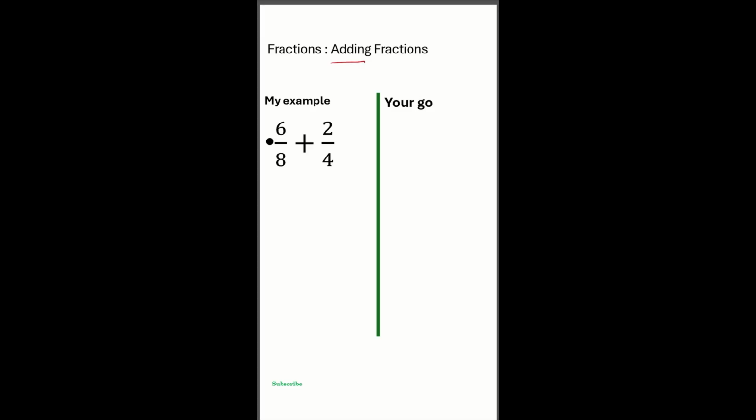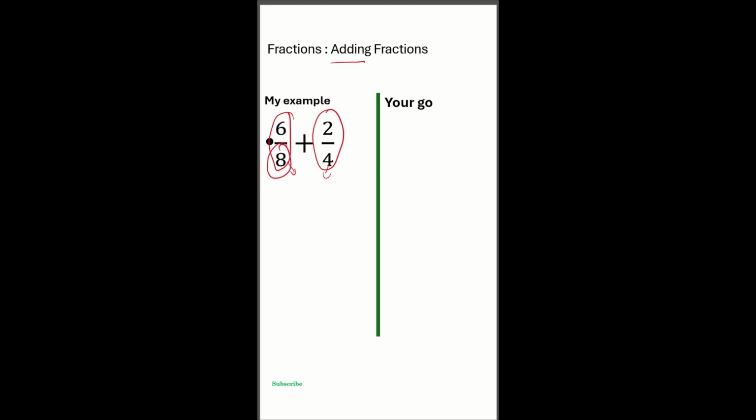If you don't know what a numerator and a denominator are, go back to the first video about fractions. We explain what these concepts are. But if you do, then let's carry on. So we have two fractions here, 6 over 8 and 2 over 4. They are two fractions that have different denominators, 8 and 4. So the first step would be to look at the bigger one, which is 8.